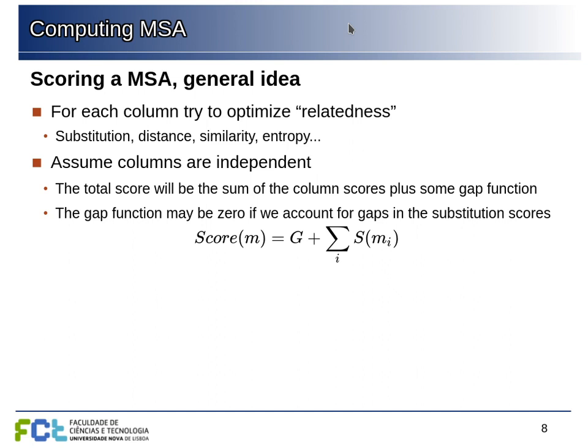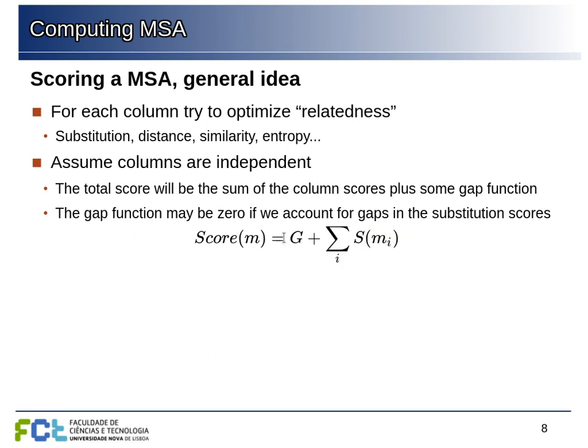We have this problem also with sequence alignment. We want the alignment to reflect evolutionary relations between the sequences, but we do not have direct information on those relations. So we are going to approximate this with things like similarity or sameness, relatedness, something like that, for example, with substitution matrices and so forth. And we are going to assume that the columns are independent. This is a general approach to scoring these alignments, just like we did in aligning two sequences, is to consider that the total score will be some function of the scores of individual columns.